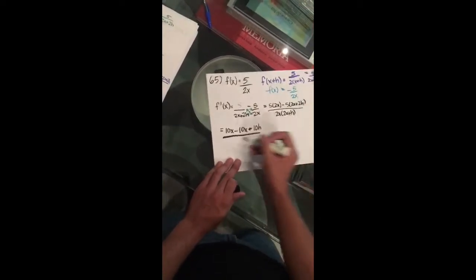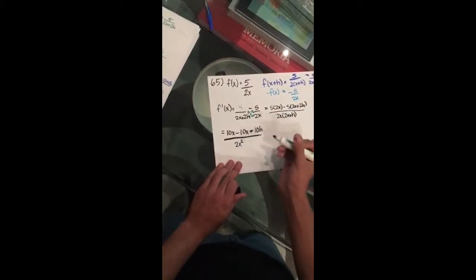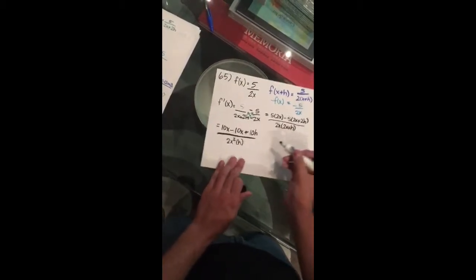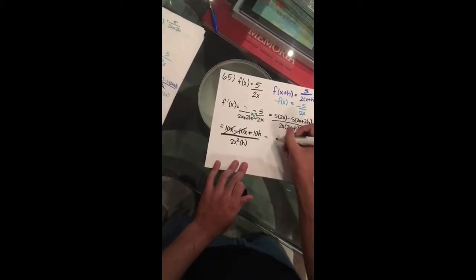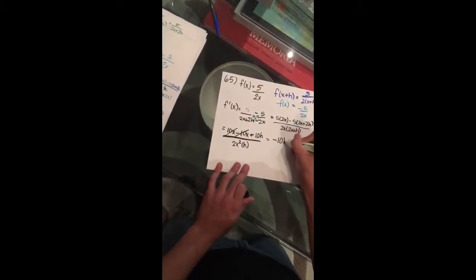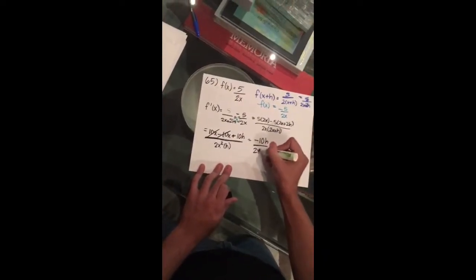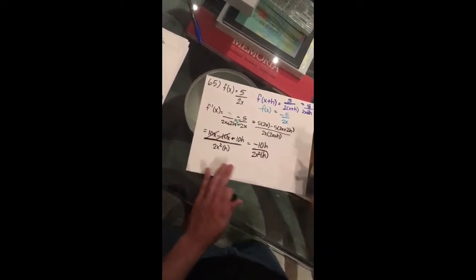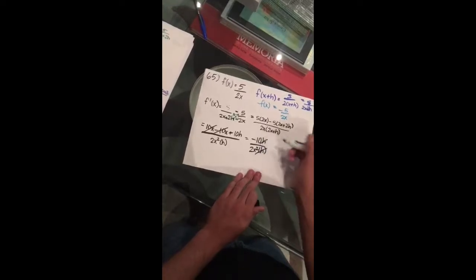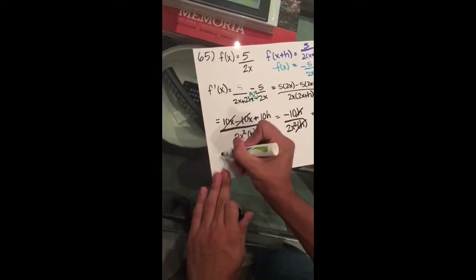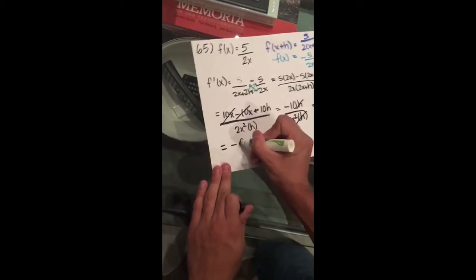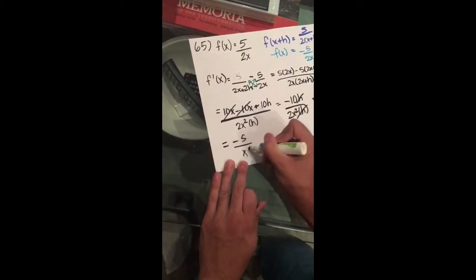So here, what I said, you get the 2x squared and you leave the x alone. Here we notice that we can cancel these two. So we have this. Here we as well notice that we cancel the x. And the final answer, after we simplify, is this one.